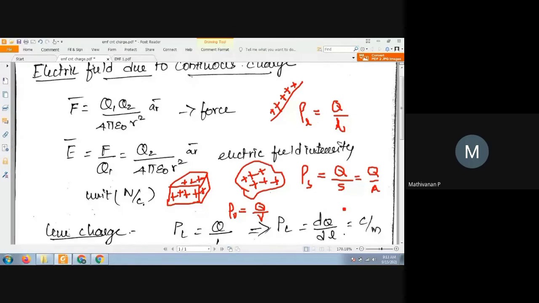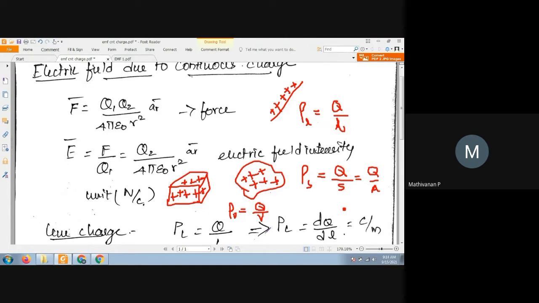What is line charge density? In order to calculate the total amount of charge in the line, we have to use line charge density. In order to calculate the total amount of charge in the surface, we have to use surface charge density. In order to calculate the total amount of charge in the volume, we have to use volume charge density.